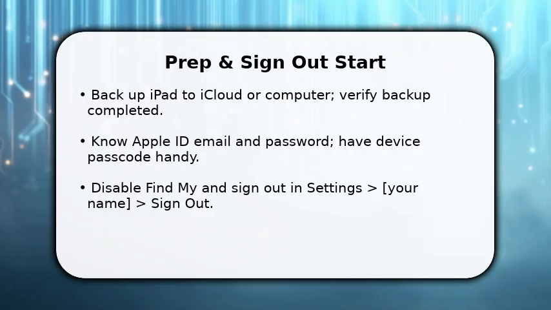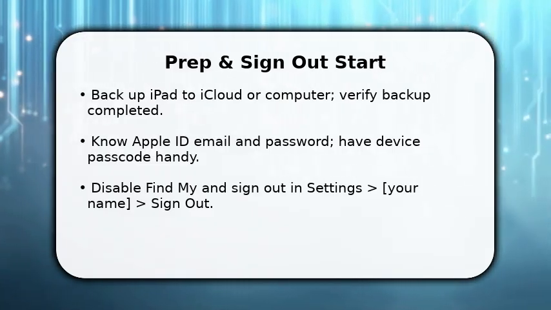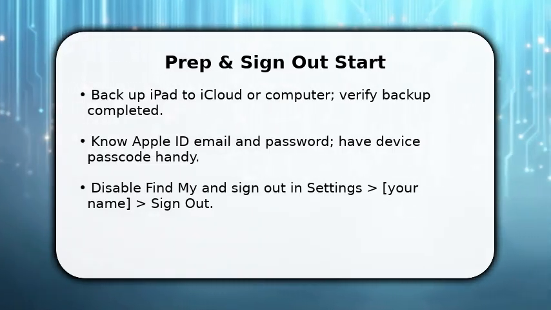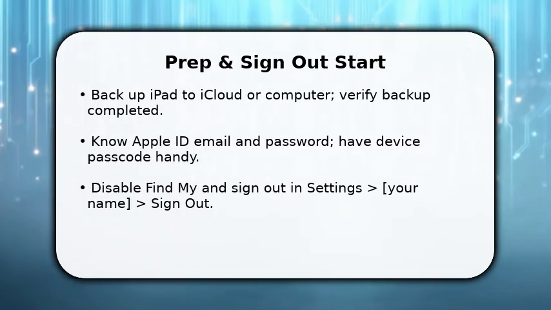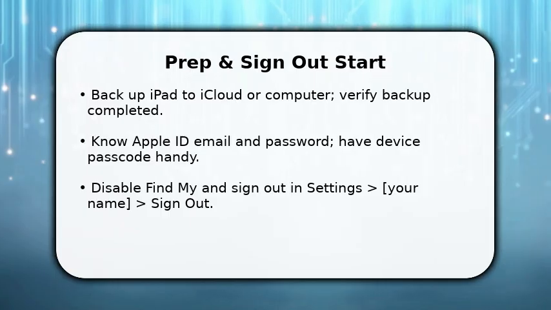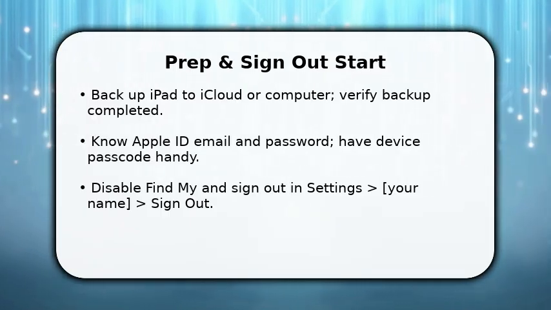Start in Settings, tap your name, then choose Sign Out. You'll be asked for the Apple ID password to turn off Find My. If prompted, enter the device passcode. These first steps remove activation locks and prepare the account for removal cleanly.